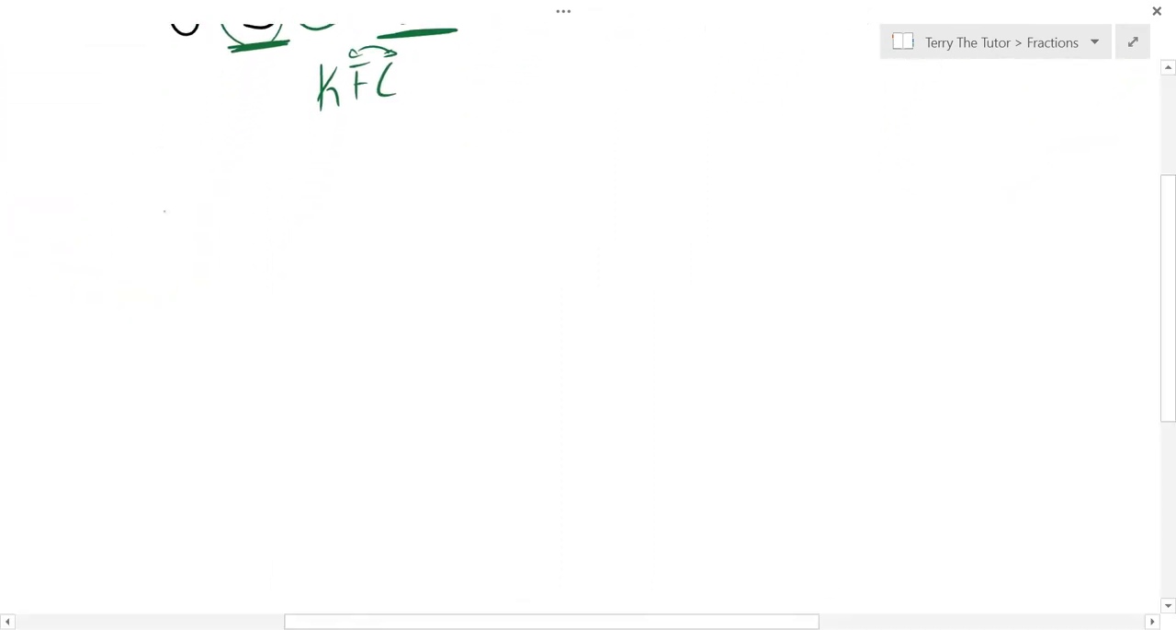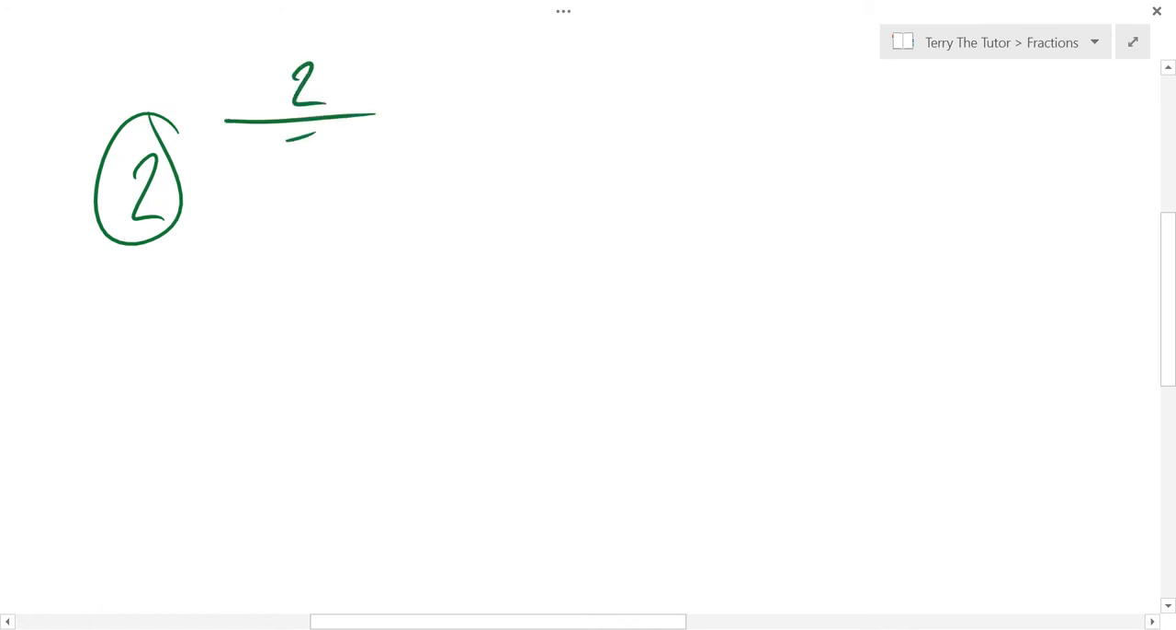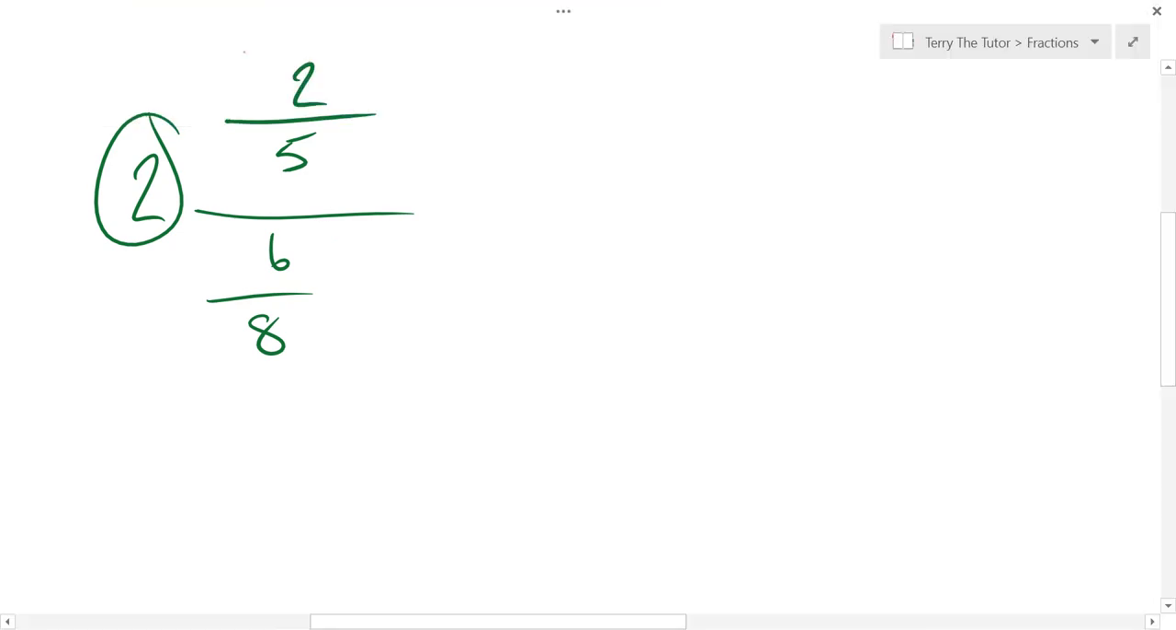Let's try another. Here's another way that the books like to write it. The books like to write fractions all messy. Let's say we've got 2 over 5 divided by 6 over 8. Alright, so we're going to have to identify our fractions. That's one of the first parts of dividing fractions. It's very important to know.